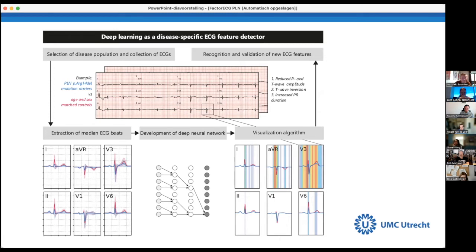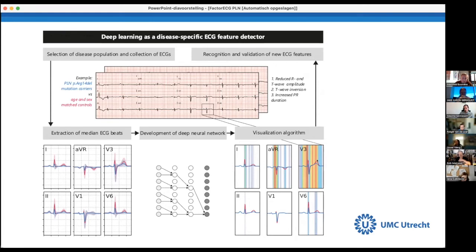And then what you see is quite nice, is that the network uses some of the features we knew already. So it uses the R wave height in most leads as a feature. It looks also at this negative T in some of the patients that have it, I think. But two novel features were that it was actually mostly interested in the more right precordial leads, so V2, V3. There it was more focused on the T wave and also on the R wave.